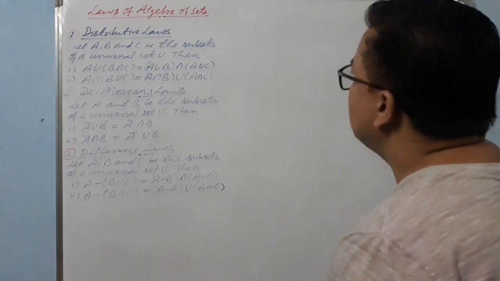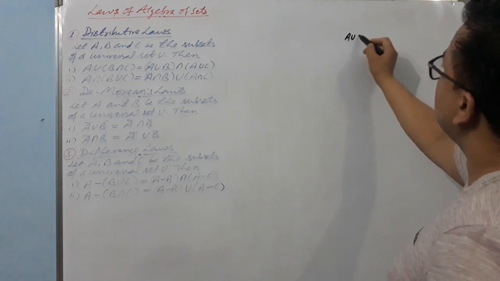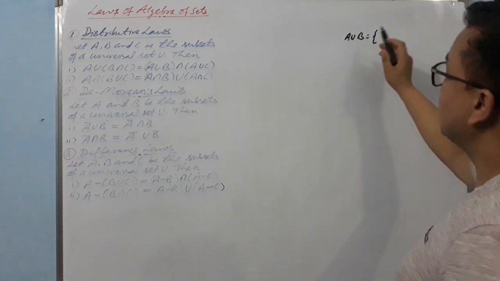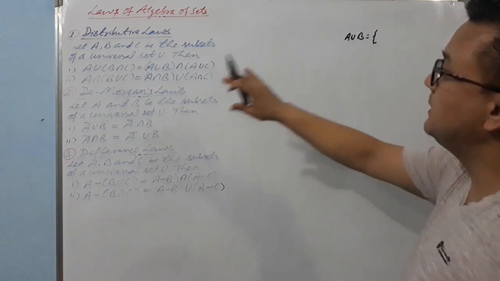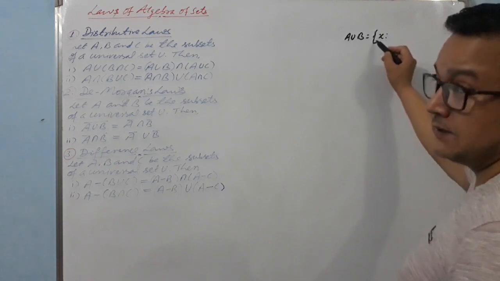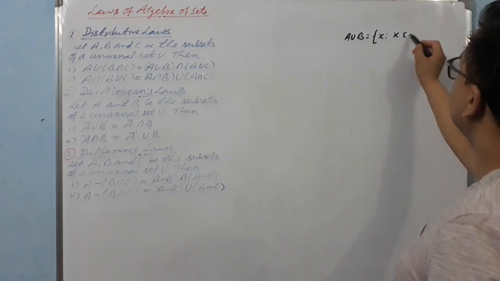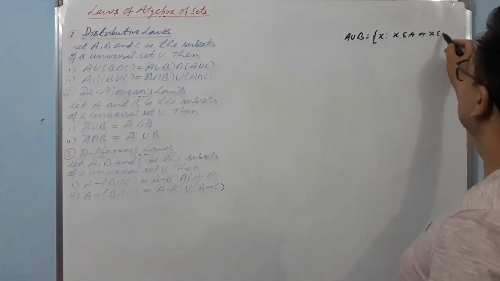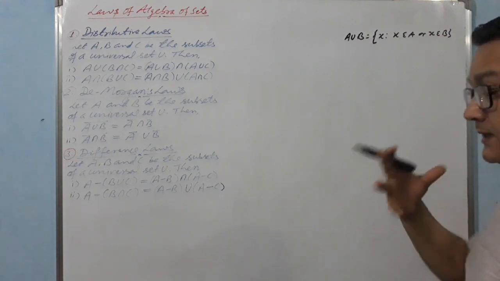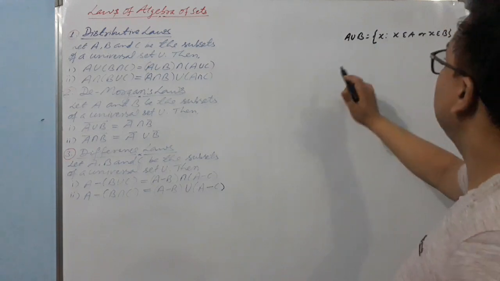So what is the symbolical definition of A union B? We need only the symbolical definition. If we know these definitions, we can do it very easily. Listen to me here. X represents the general element of A union B: either X belongs to A or X belongs to B. This is the symbolical definition, or you can say in set builder form. This is the definition of A union B.